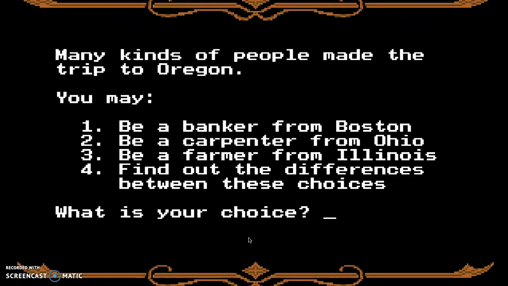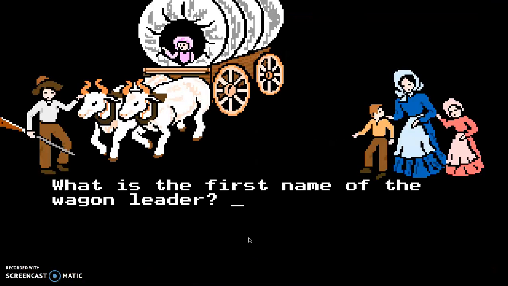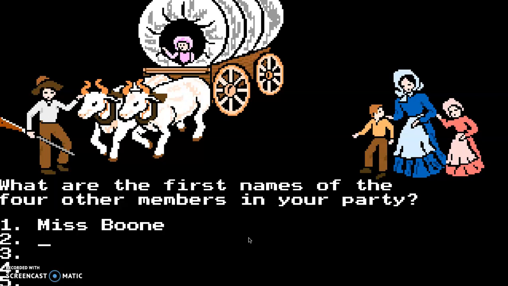Many kinds of people made the trip to Oregon. You could be a banker, a carpenter, or a farmer, or you could learn about the different ones. I like the carpenter, so that's what I'm going to choose. Who is the first name of the wagon leader? That's me. Type it, press enter. What are the first names of the 4 other members of your party?